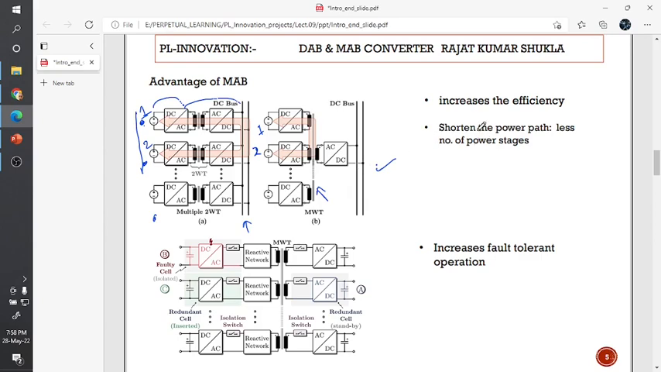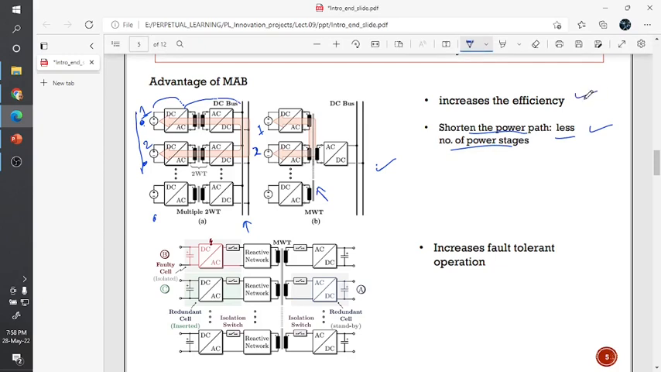So this shortens the path. This is a very big advantage because there are fewer power stages it has to face, right? So this increases the efficiency here. Another thing, this is the third advantage.